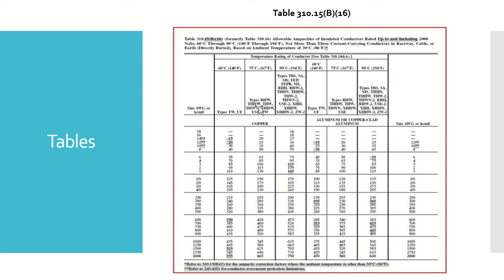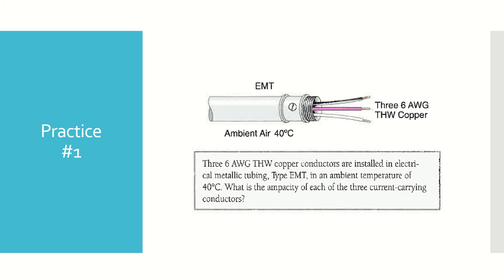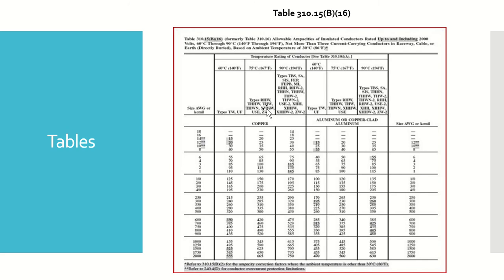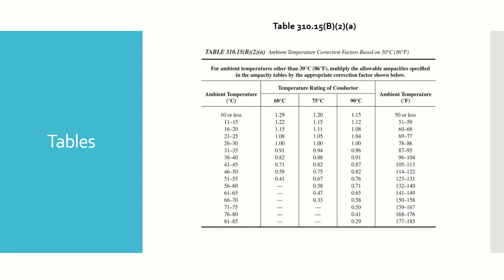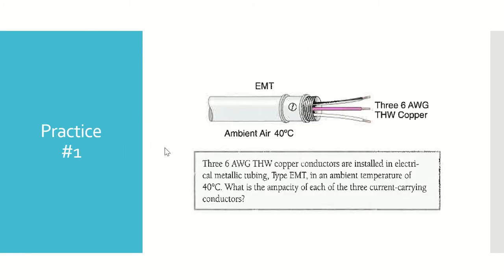at a THW conductor, which is a 75 degrees C jacket. And what size were those? Those were number 6s. So THW number 6s are good for 65 amps. But we have to take a look at table 310.15(B)(2)(a) because we said we were outside of that 30 degrees Celsius. And for this particular problem, we were at an ambient temperature of 40 degrees C.